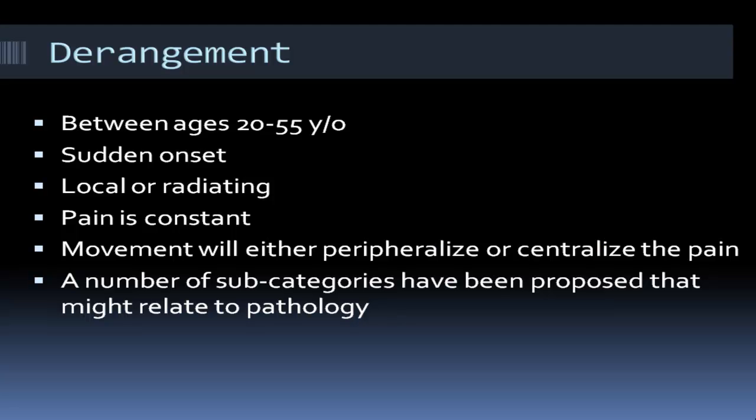For the derangement syndrome, patients are generally between the ages of 20 to 55. The onset is often sudden. The pain may be local or radiating. Unlike the other 2 syndromes, the pain in the derangement syndrome is constant. Movement will either peripheralize or centralize the pain.